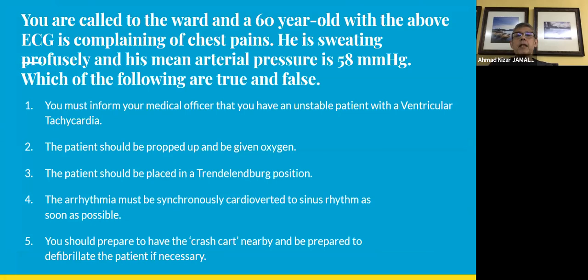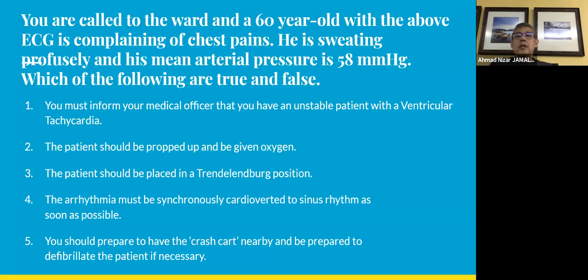Next question. Now you are called to the ward, and a 60-year-old with the above ECG is complaining of chest pain. He is sweating profusely, and his mean arterial pressure is 58. Which of the following are true and false? Number 1, you must inform your medical officer that you have an unstable patient with a ventricular tachycardia. I think everybody should get this correct, and it's true. You should inform somebody that you have an unstable patient, right, as a houseman.